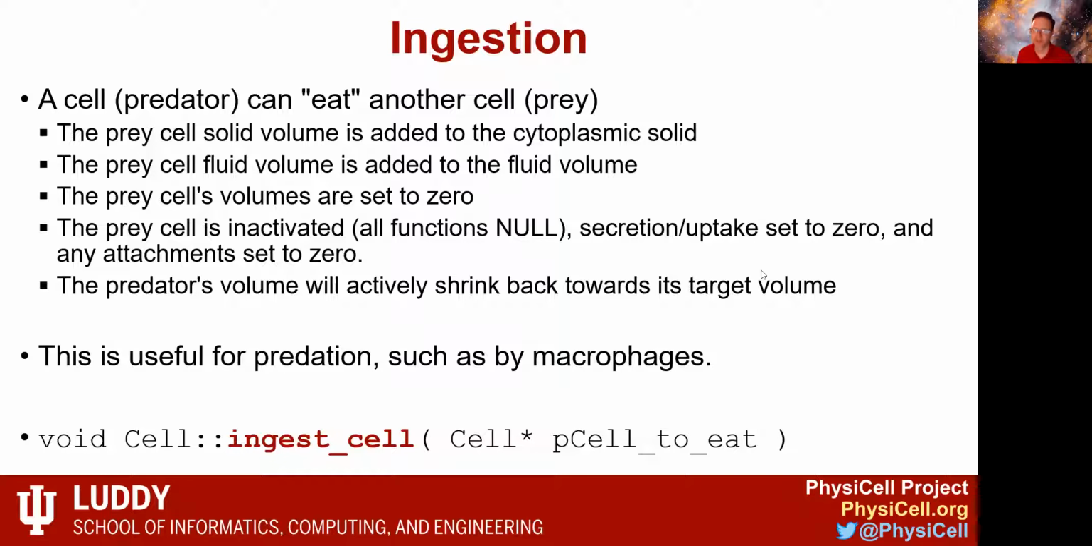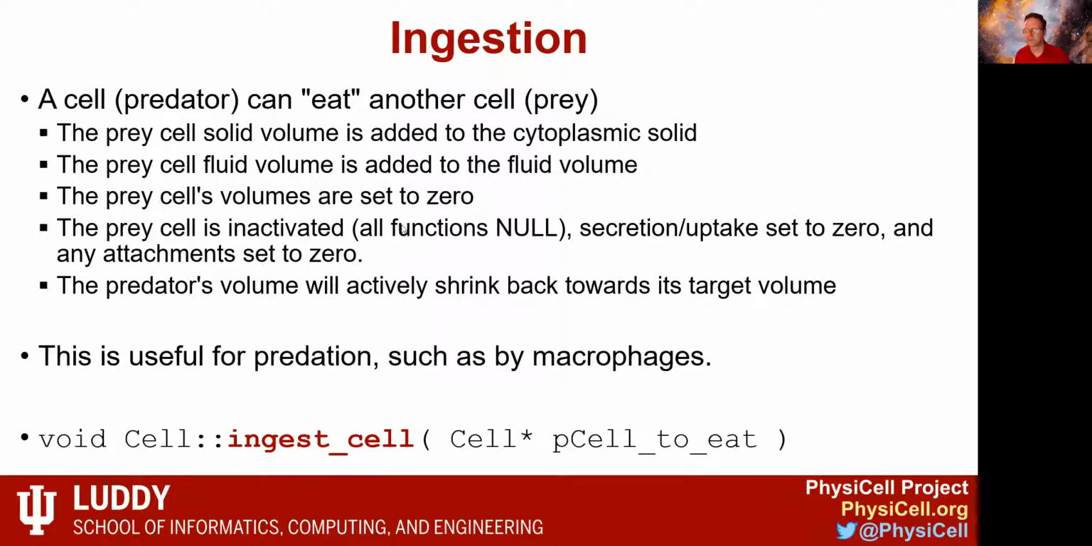Ingestion is one more function we should talk about here, where a cell, say, let's call it a predator, can eat another cell. Let's just call it the prey for simplicity, or attacker and target or something like that. What it'll do is the prey cell's volume will be added to the cytoplasmic solid volume of the predator cell. The fluid volume of the prey cell will be absorbed and put into the fluid volume of the predator cell. The prey's cell volume will all be set to 0. Just zero the thing out.